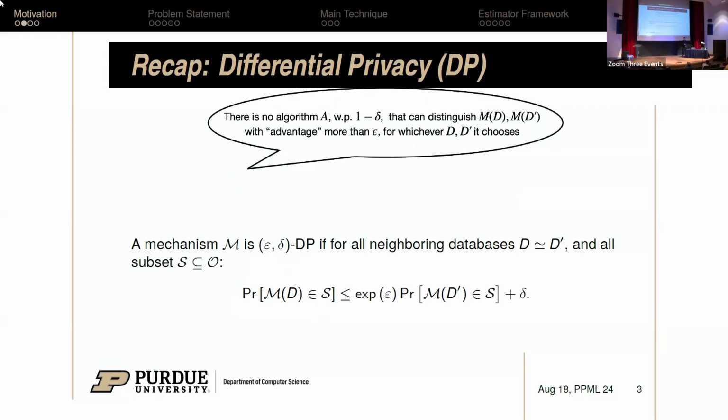Also, thanks to the previous speakers, I will not recap the DP definition here, but I would like to share one of my favorite intuitions of DP. It says that a mechanism is DP if there's no algorithm that, for whichever neighboring database pair you choose, with high probability can distinguish the output distribution with an advantage of more than epsilon. Here, of the privacy parameters epsilon and delta, epsilon captures how much privacy we could obtain, and delta captures how much risk we shall take.